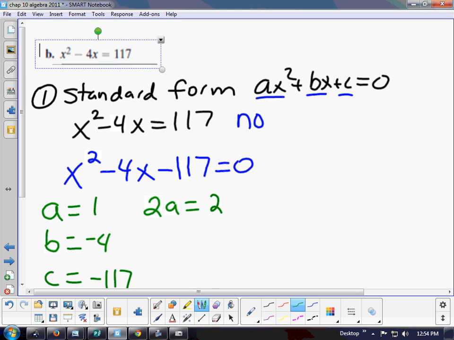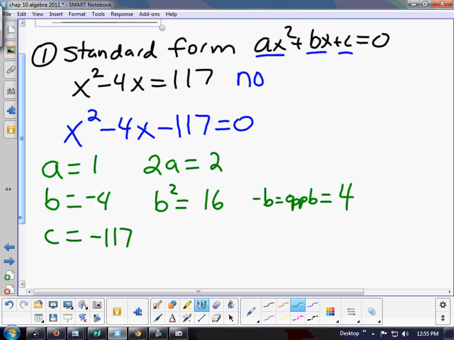Okay, what's B squared? B is -4, B squared is positive 16. B squared is always positive. Okay, we need to know what the opposite of B, the negative B, which means the opposite of what B is. What is the opposite of B? Well, if B is -4, its opposite would be +4. Good.